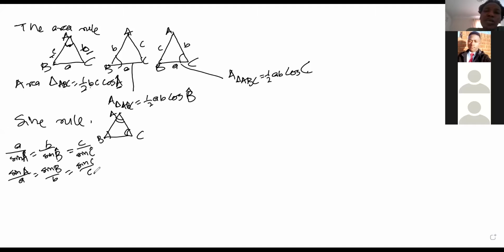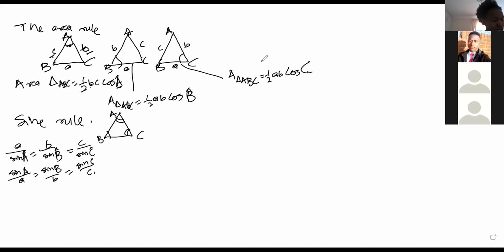If maybe you were asked to solve for side a, please put your side a at the top. Don't put the angle at the top. Only if you don't know the angle, you put it at the top. It makes life easier. Otherwise, you're going to cross multiply so many times. So the unknown is advisable to put at the top. Okay, so that is the sine rule.